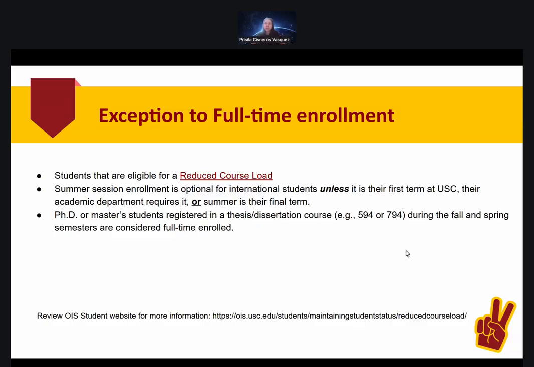And also PhD or master's students who are registered in any thesis or dissertation courses. Typically those classes are 594 course numbers during the fall or spring semester. Those are considered full-time status. And again, if you have any questions on reduced course load or exceptions for full-time enrollment, then you can visit OIS's website for more information.